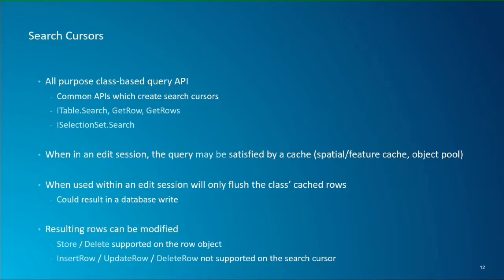Now, other things that are important about a search cursor, although it's a search cursor, you can go and take any row object that's returned from a search cursor and you can modify it. You can update a row that's returned by a search cursor. Oh, that's interesting. Okay, and so when you get a row object back from a search cursor, the store and delete operations on that row object are supported. However, on a search cursor, you do not see methods that you find on other types of cursors, such as insert row, update row, or delete row. These are positional cursor, class cursor methods that are not supported on search cursors.